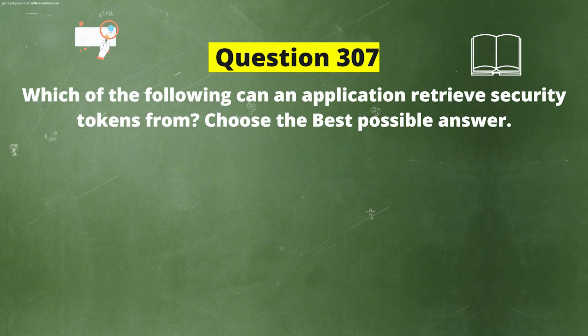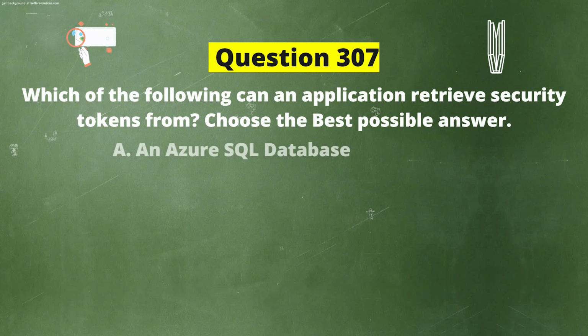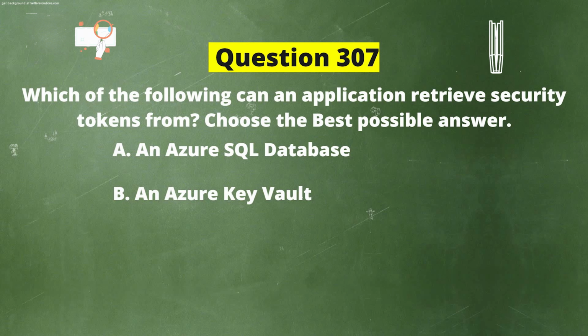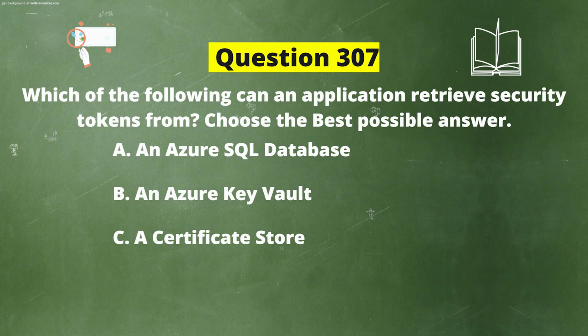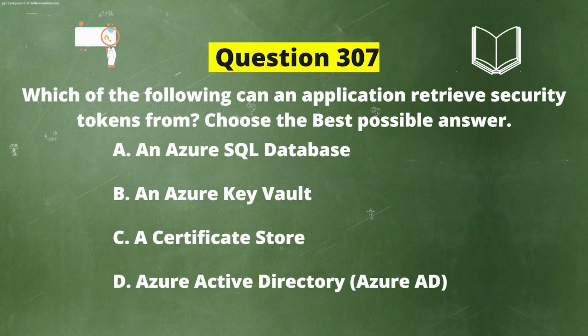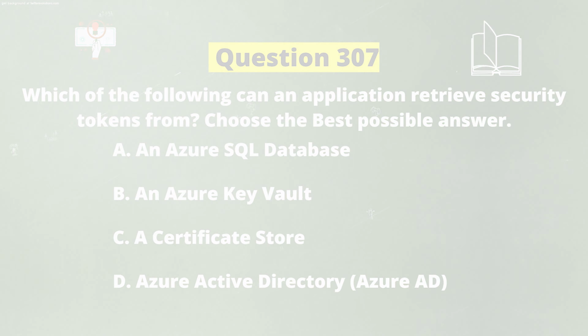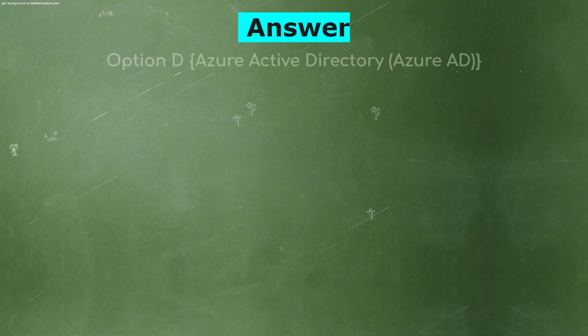Next question. Which of the following can an application retrieve security tokens from? Choose the best possible answer. And the options are A. An Azure SQL database, B. An Azure Key Vault, C. A certificate store, D. Azure Active Directory, Azure AD. And the correct answer is option D.